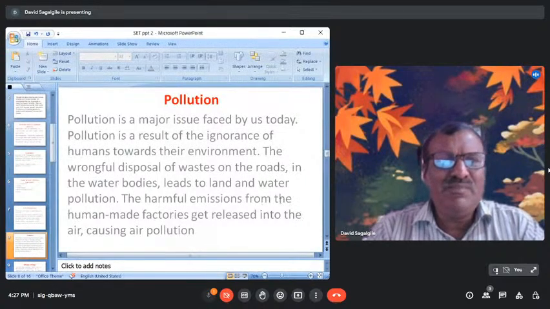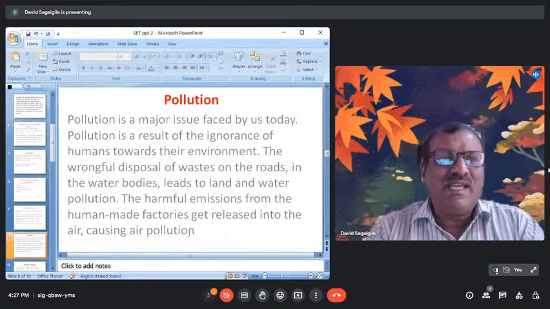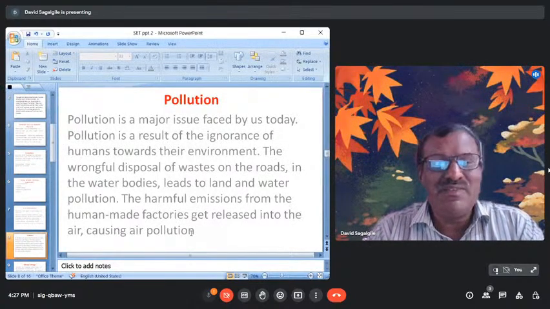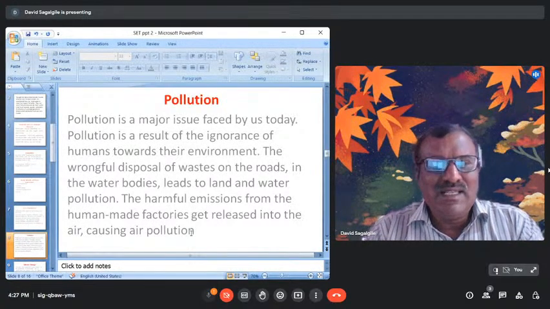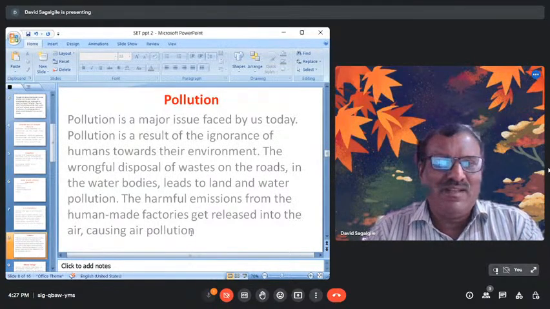The harmful emission from these human-made factories gets released into the air, causing air pollution. At the same time, we see that there are chemical industries and so many different kinds of industries which are continuously releasing poisonous gases through their chimneys into the air. And because of which the quality of air is getting bad day by day.